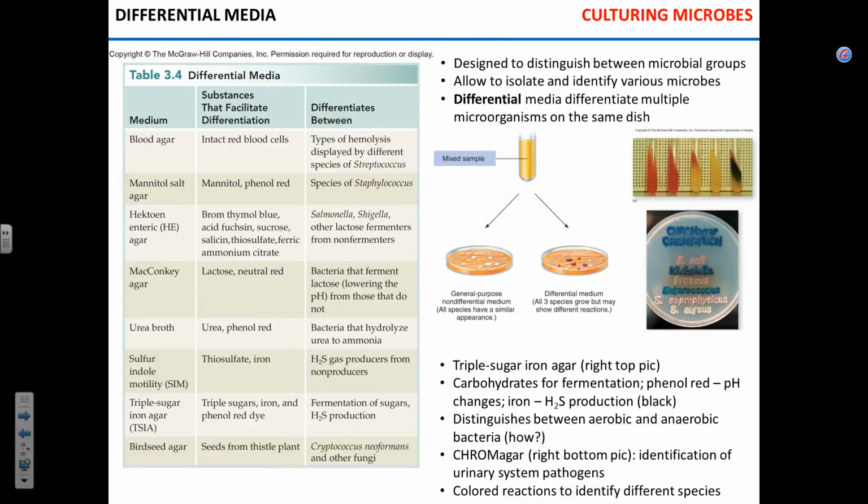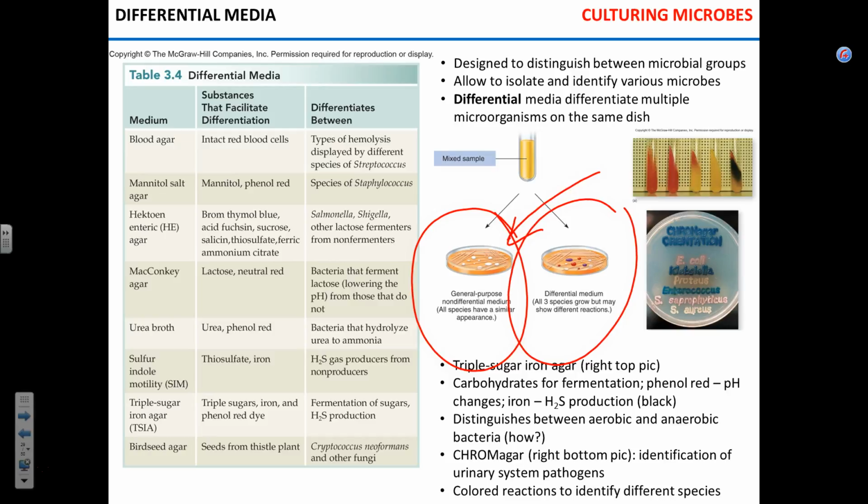Differential. Now, here's the example. This is your general purpose medium on the left. So you see all the colonies look pretty much the same. You put the same sample on the differential medium, and colonies now appear in different colors. So the medium does not restrict the growth, but rather allows you to differentiate between microbial species. That makes sense? It contains something that gives different colors to different species.